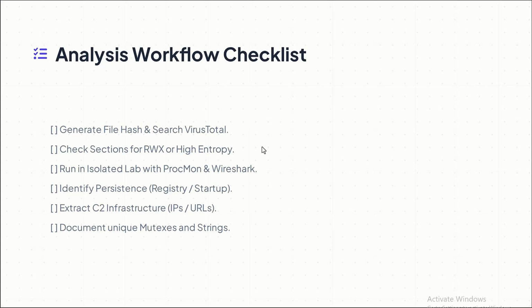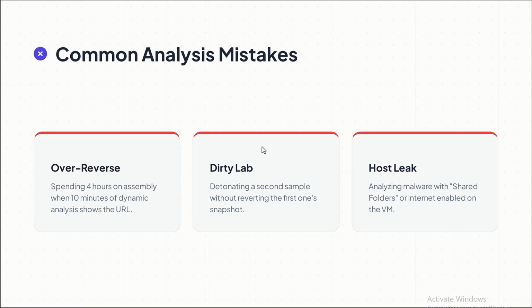Well, regarding the analysis workflow checklist, you can generate file hashes, search VirusTotal, check sections for RWX or high entropy, run in an isolated lab with Procmon or Wireshark, identify persistence or registry startup, extract the C2 infrastructure IPs and URLs, and document unique mutexes and strings.